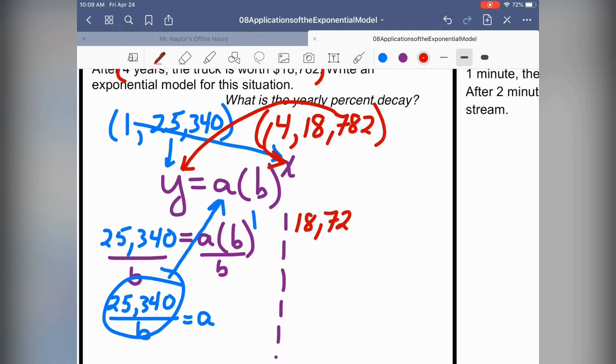We're going to plug 25,000 over b in for a, because that's what we found out when we solved. That is the same thing as a. Now, I still don't have anything to plug in here for b. That's fine. I don't need to plug anything in for b because, as you'll discover, I don't know what the base is. But I do have something to plug in for x, and that is this number 4. So we're going to put a 4 in here for x.